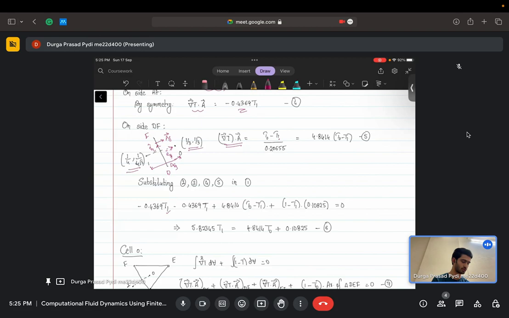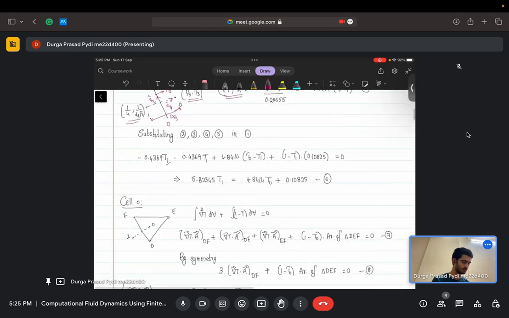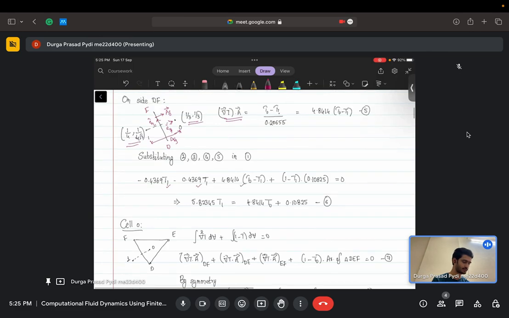So this is along AD, this is DF, this is AF, plus you have a source term here, 1 minus T1, times the area of an equilateral triangle, root 3 by 4 times a squared. So that will essentially solve the equation.